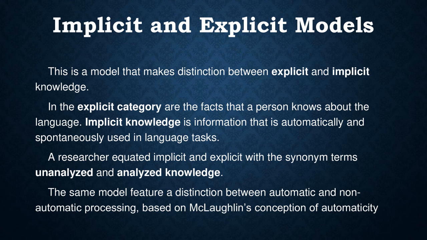This same model features a distinction between automatic and non-automatic processing based on McLaughlin's conception of automaticity. Automaticity refers to the learner's relative access to the knowledge. Knowledge that can be retrieved easily and quickly is automatic. Knowledge that takes time and effort to retrieve is non-automatic. The concepts of automaticity, non-automaticity, and of explicit and implicit knowledge have drawn the attention of numerous researchers over the past decade or so.